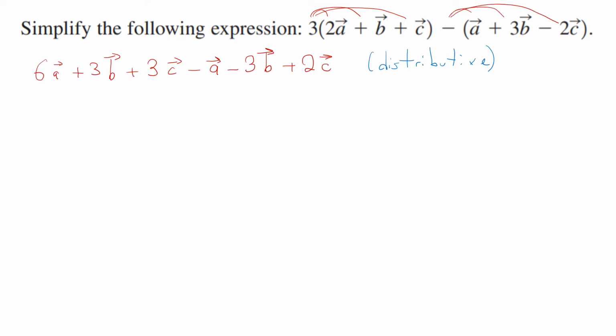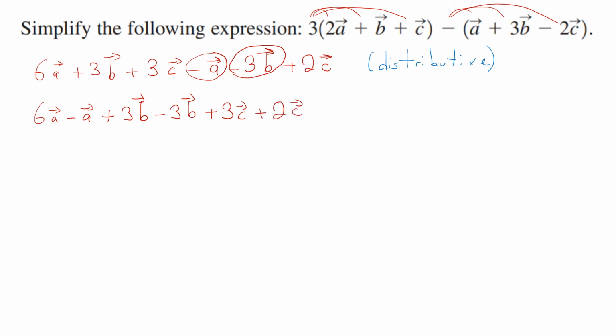Now that I have it, I can regroup the A's together and regroup the B's as well as the C's together by the commutative property. So what I mean by that, I'll write 6A and I'll put this negative A right next to A. Now I'm going to put 3B. Now I'm going to get this negative 3B and put it right next to it. Now I'm going to have that 3C and then put this 2C. So this reorganization is going to be the commutative property.